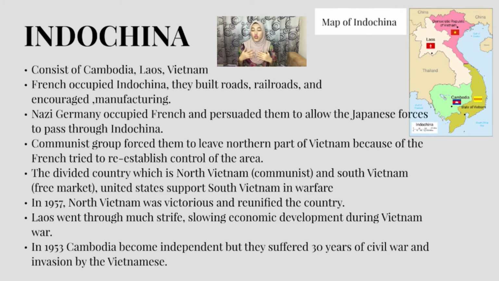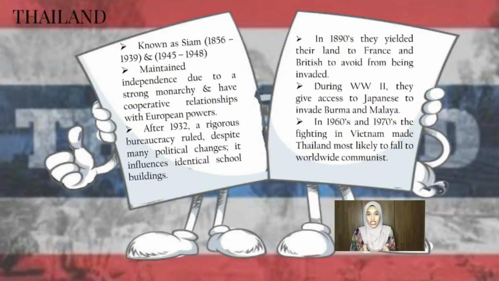Laos went through so much conflict along its borders during the Vietnam War that it made their economic development slower. In 1953, Cambodia gained independence but suffered 13 years of civil war and takeover by the Vietnamese. Thailand was known as Siam from 1856 to 1939 and 1945 to 1948. The term Thai was used for the first time in 1900.